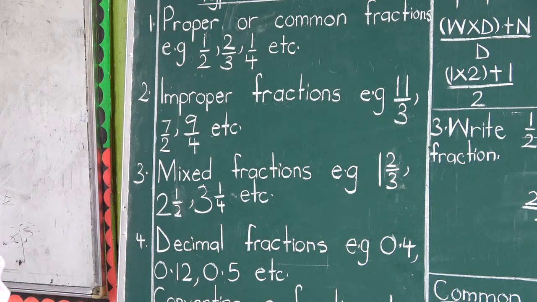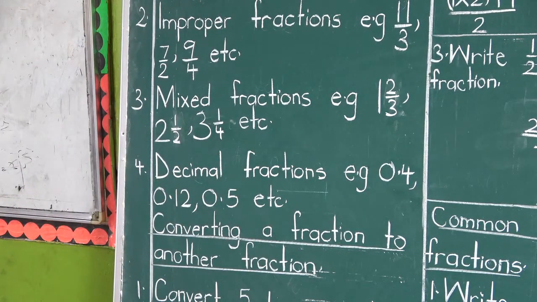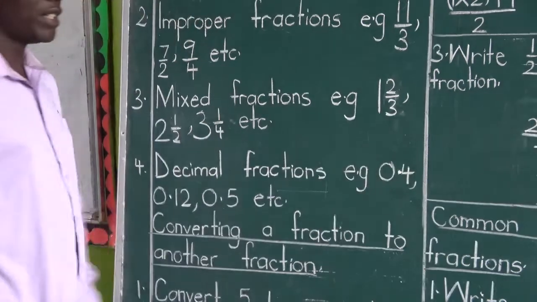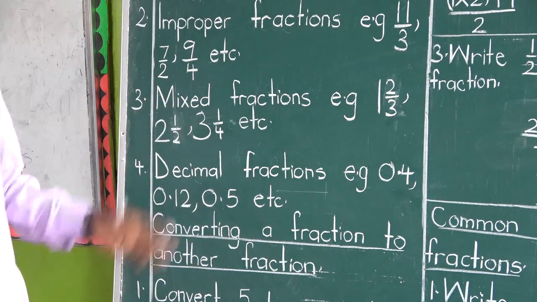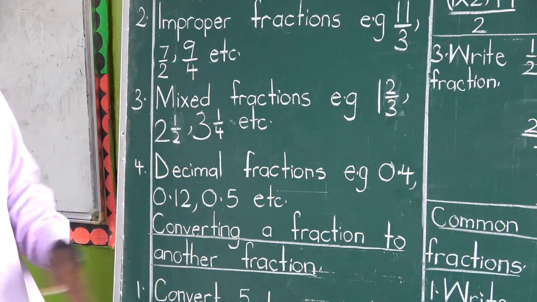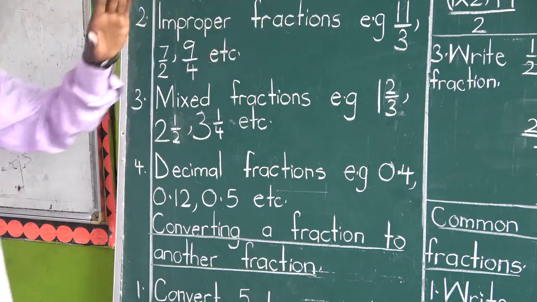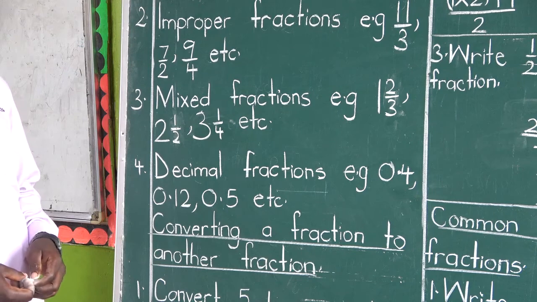Then the 4th category is decimal fractions. A decimal fraction is one that contains a decimal point. It has got a point in between. For example, 0.4, 0.12, 0.5, 1.3, 9.2, and so on. All those are decimal fractions. So in short, I've got 4 types of fractions: proper, also called common or vulgar fractions, improper fractions, mixed fractions, as well as decimal fractions.